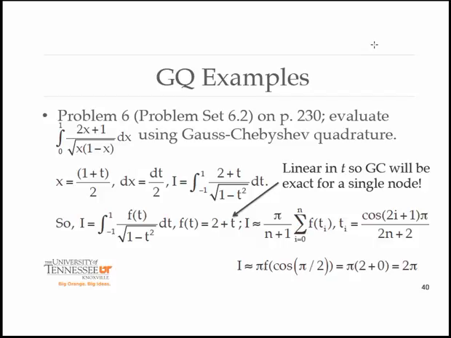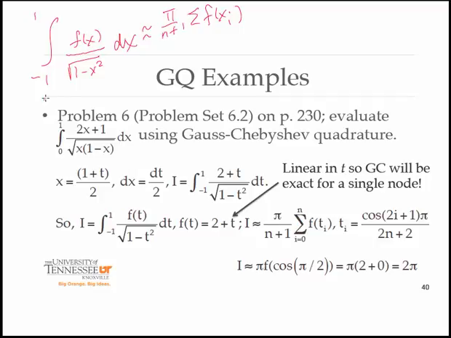Finally, problem 6 in that same problem set 6.2 on page 230 illustrates how you could use Gauss-Chebyshev quadrature for a more complicated integral, which involves a square root function in the denominator. What I've written on the top here is the Gauss-Chebyshev quadrature rule, where all the weights are the same, pi over n plus 1, and remember it integrates from -1 to 1.